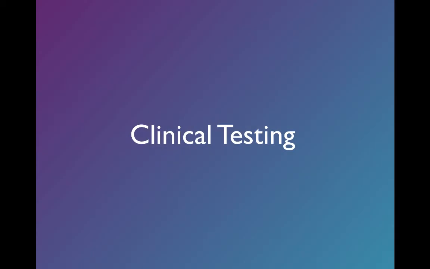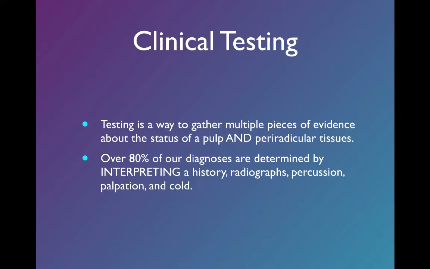This is a short video with some tips on how we do our diagnosis in our office and what clinical testing we use to determine that. Clinical testing is important because we need to gather multiple pieces of evidence about the status of the pulp and the periradicular tissues. Most of our diagnoses in our office are done by interpreting, and I do stress interpreting, the history, the radiographs, percussion, palpation, and cold.